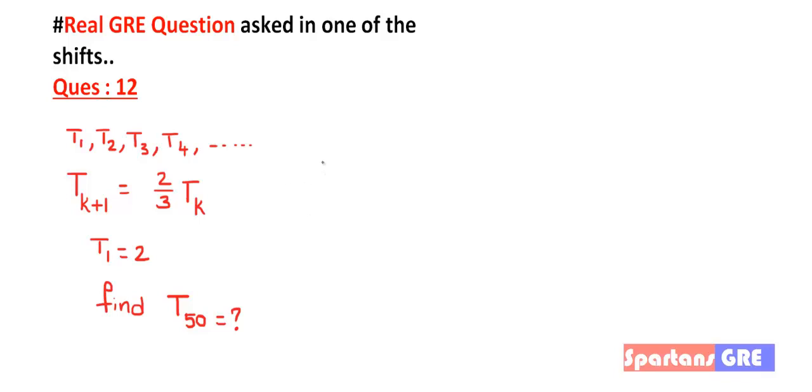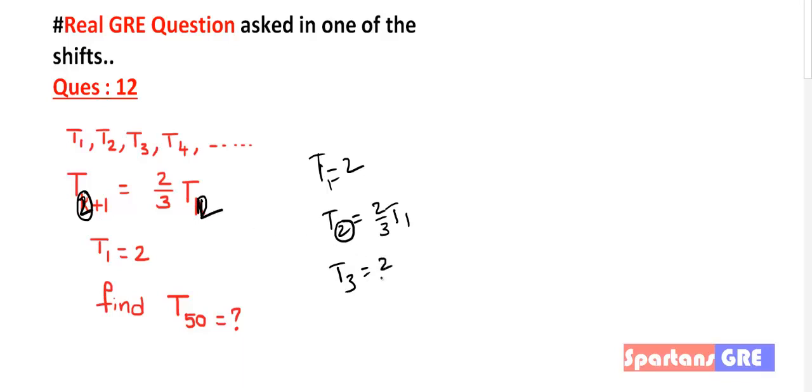So if you observe this, T1 is equal to 2. To get T2, you have to put k value as 1 here. If you put k as 1, it will be T2 on this side and T1 on that side. So T2 will be 2 by 3 into T1. Now if you want T3, put 2 in place of k, so it will be 2 by 3 into T2. If you want T4, put 3 here, so it will be 2 by 3 T3.